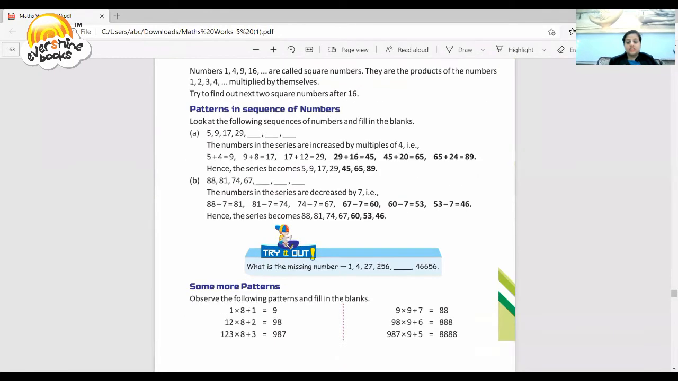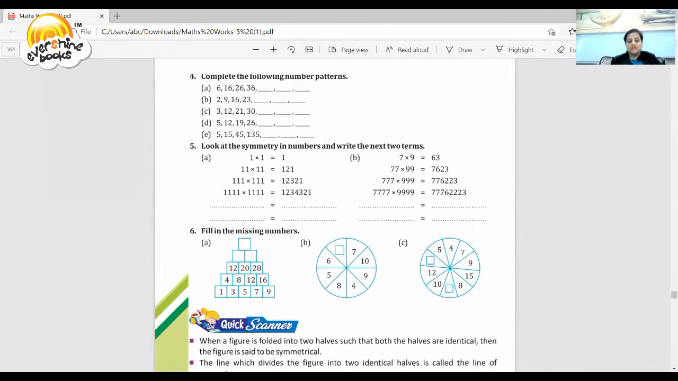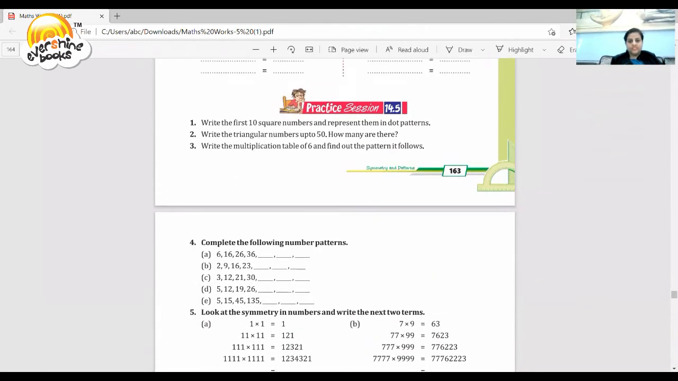Pattern writing in sequence numbers, you can see if the numbers are given like this. Write the first 10 square numbers and represent them in the dot method. You have to represent them in the dot method also. Write the triangular numbers up to 50. How many are there? You have to write down. Now write the multiplication table of 6 and find out the pattern it follows. 6, 12, 18 is the pattern.